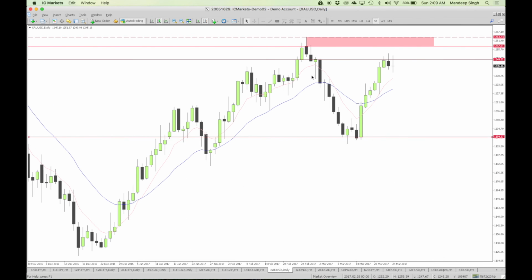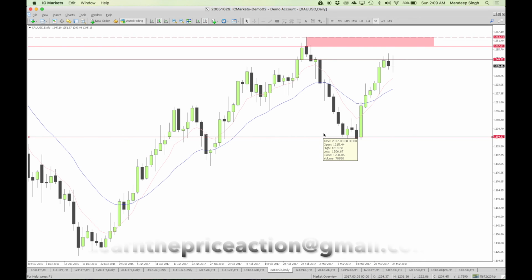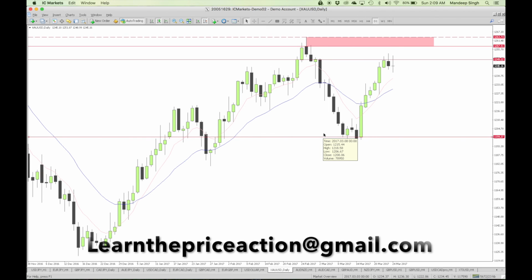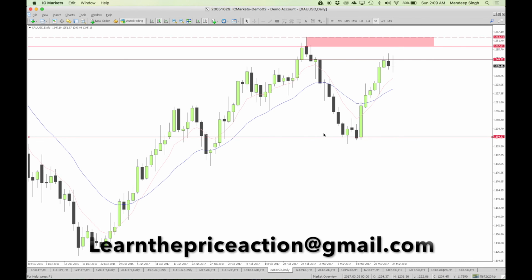So you can use these price action techniques. These are called advanced entry techniques to enter the market and put your stop loss very tight, and the reward is exceptionally high relative to the risk you're taking. And you can use this technique especially in gold trading and be profitable.